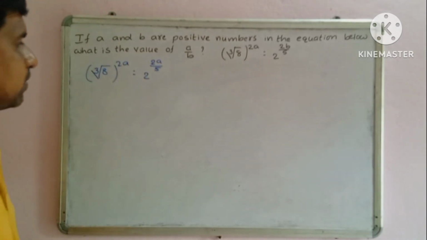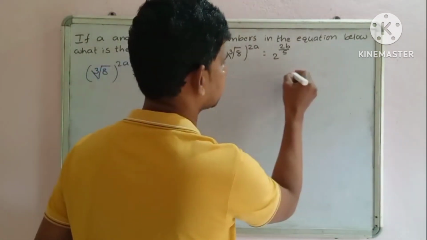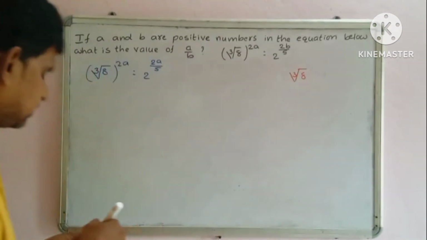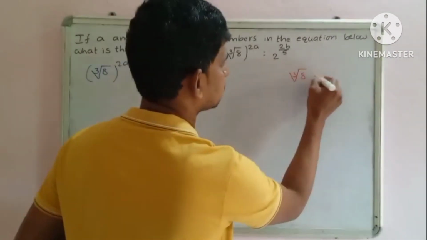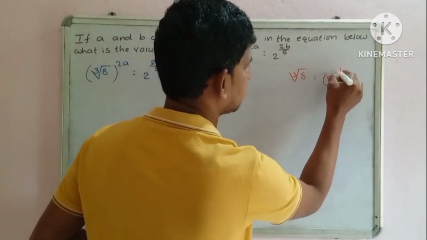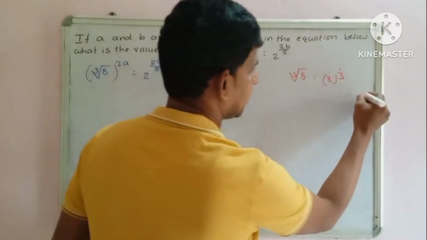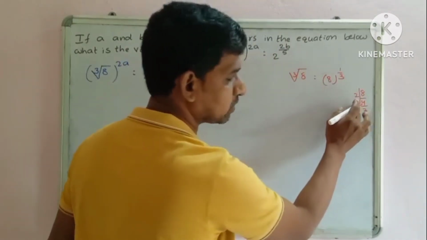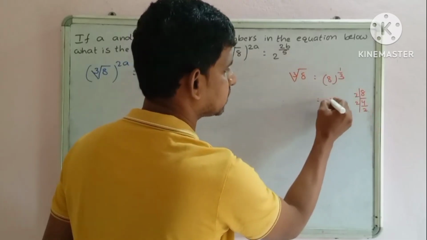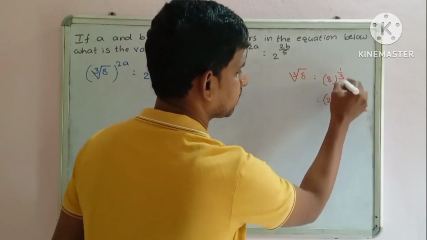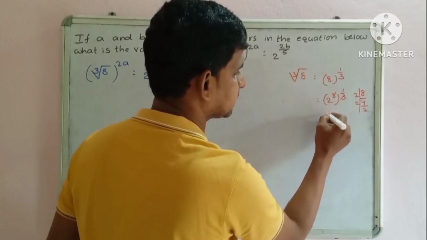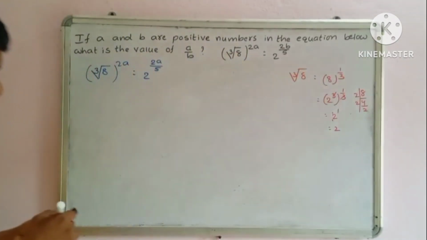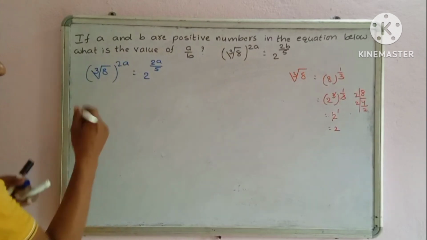Okay. See, cube root of 8 first. Cube root of 8 can be written as 8 power 1 by 3. 8, 2 how many times? 2 times 2 times 2 is 8. So this is 2 power 3, power 1 by 3. 3 get cancelled. So 2 power 1, 2 power 1 value 2. So finally cube root of 8 value how much?